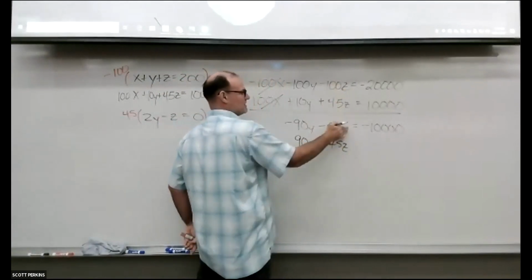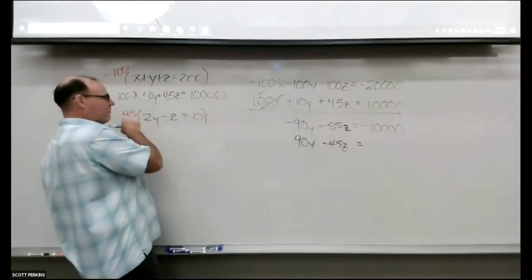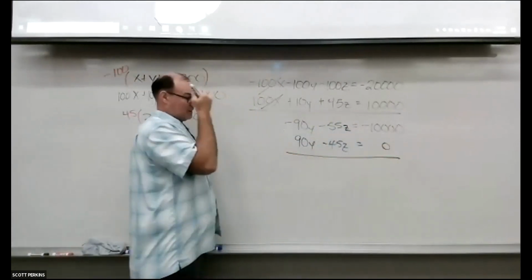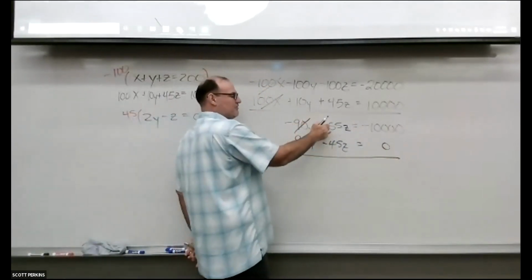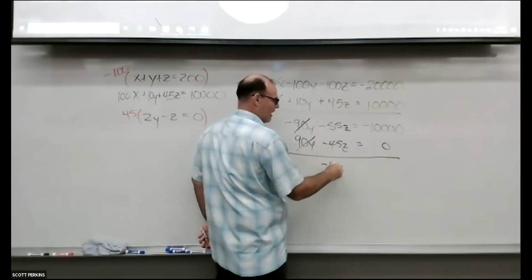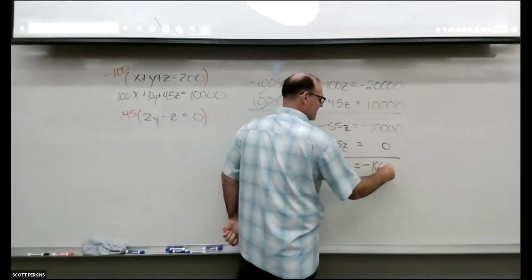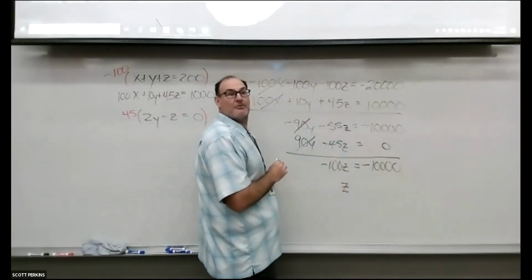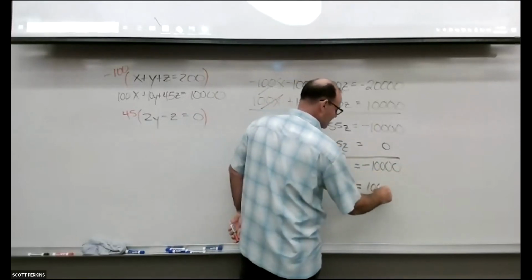Oops, that should be a z. Sorry, everybody. And then 45 times 0 is 0. The y's cancel. Negative 55 and negative 45 is negative 100z. I got the variable right that time. Negative 10,000. And that means the z, or the amount of $4.50 water this person has to put in, is equal to 100 gallons.